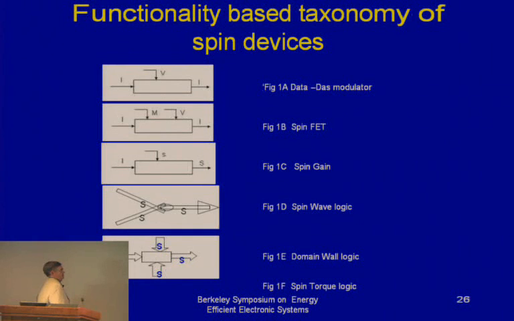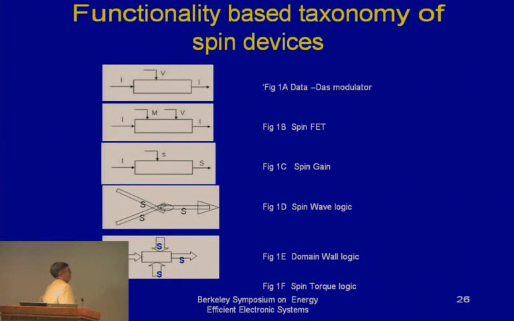But the functionalities can be quite different, and when you look at the literature, you need to be aware of this. If you look at the dot-to-DOS device, for instance, basically you have a voltage modulating a current. The applied gate voltage will change the amount of current flowing through the channel.